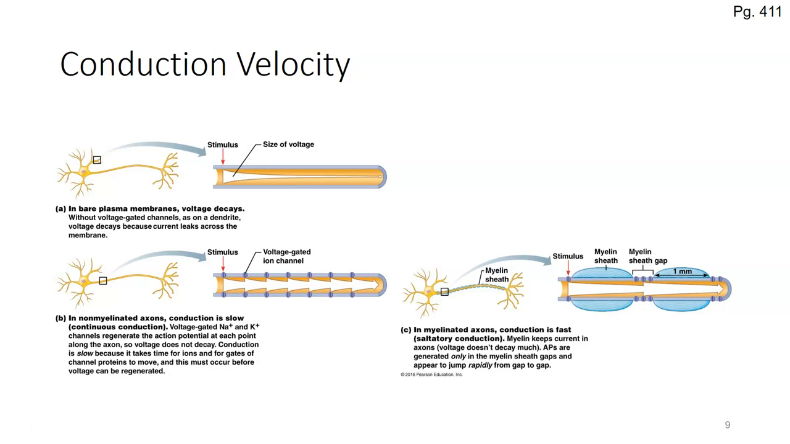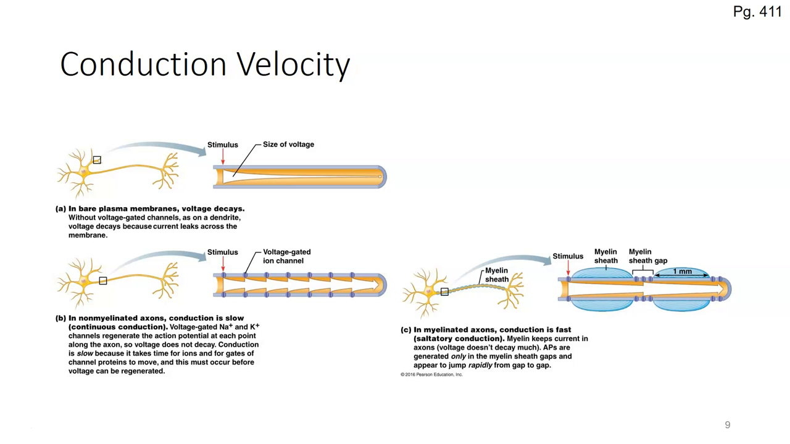In terms of conduction velocity, there are two factors which will affect it: the axon diameter and the degree of myelination. Axon diameter: larger diameter fibers have less resistance to local current flow, and so will have faster impulse conduction.